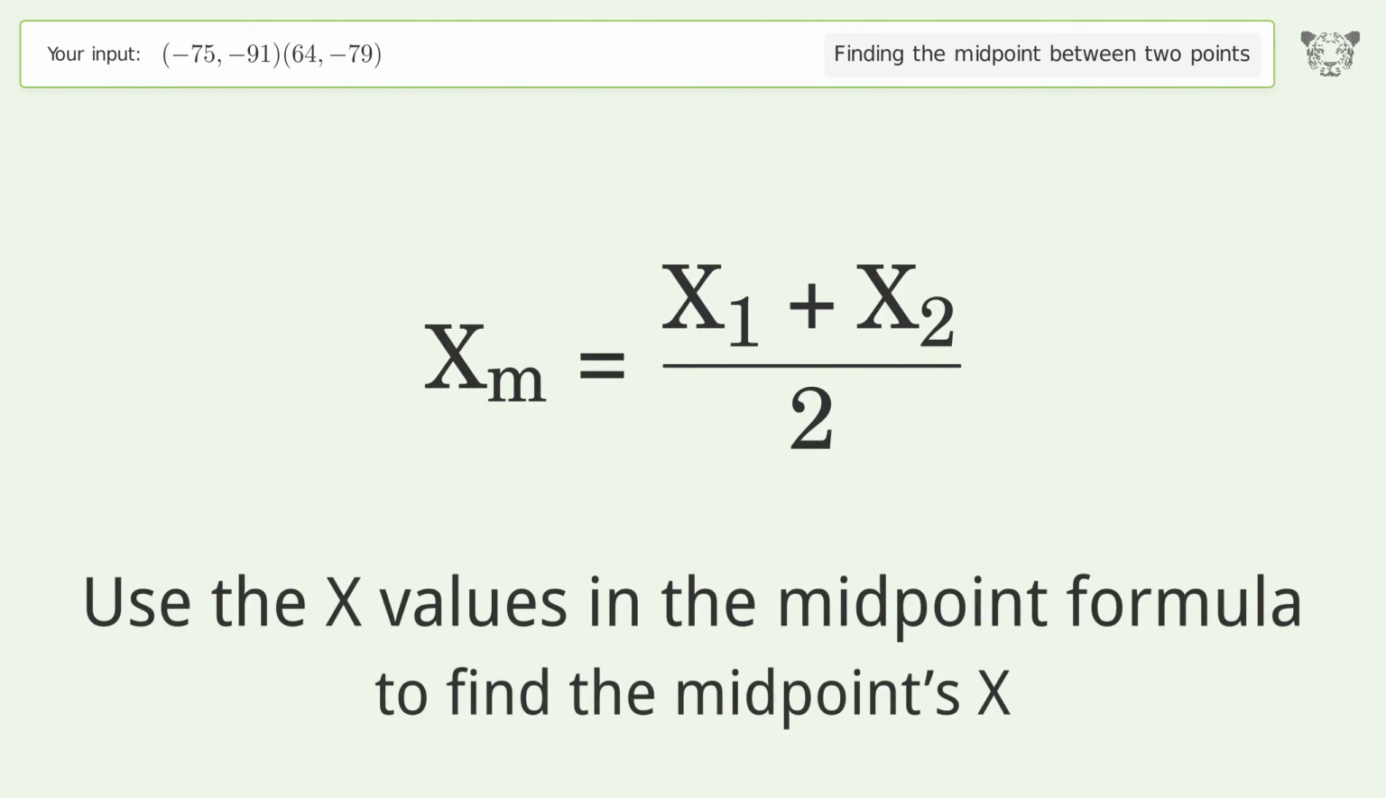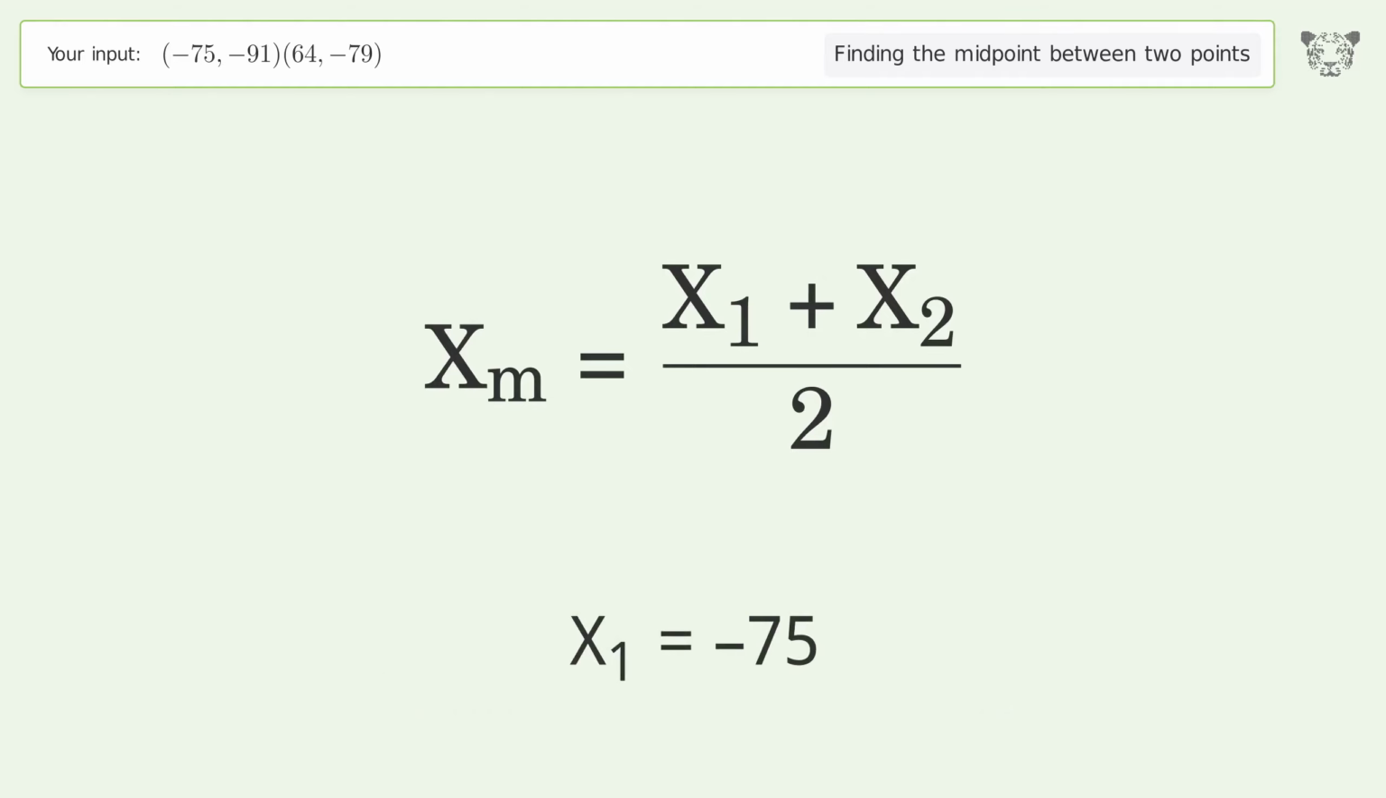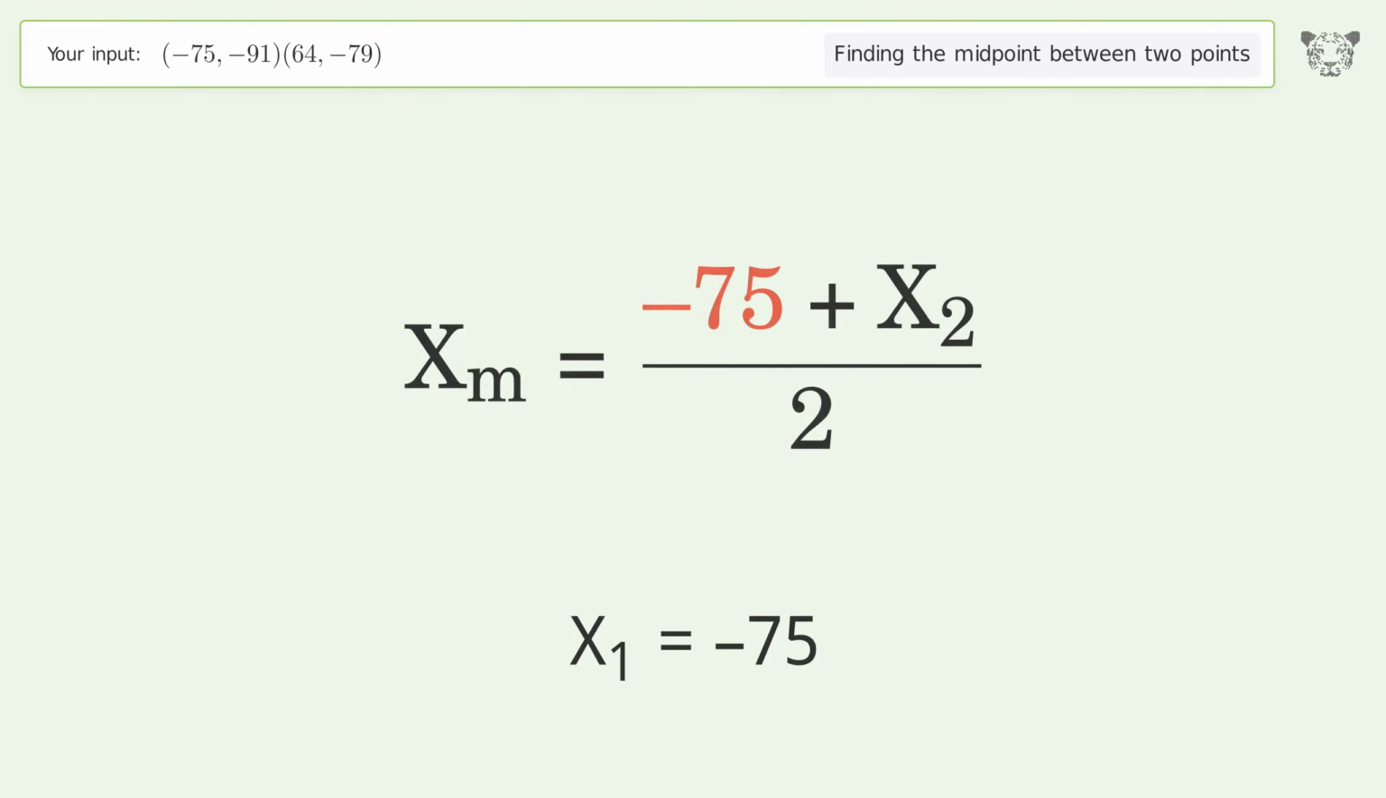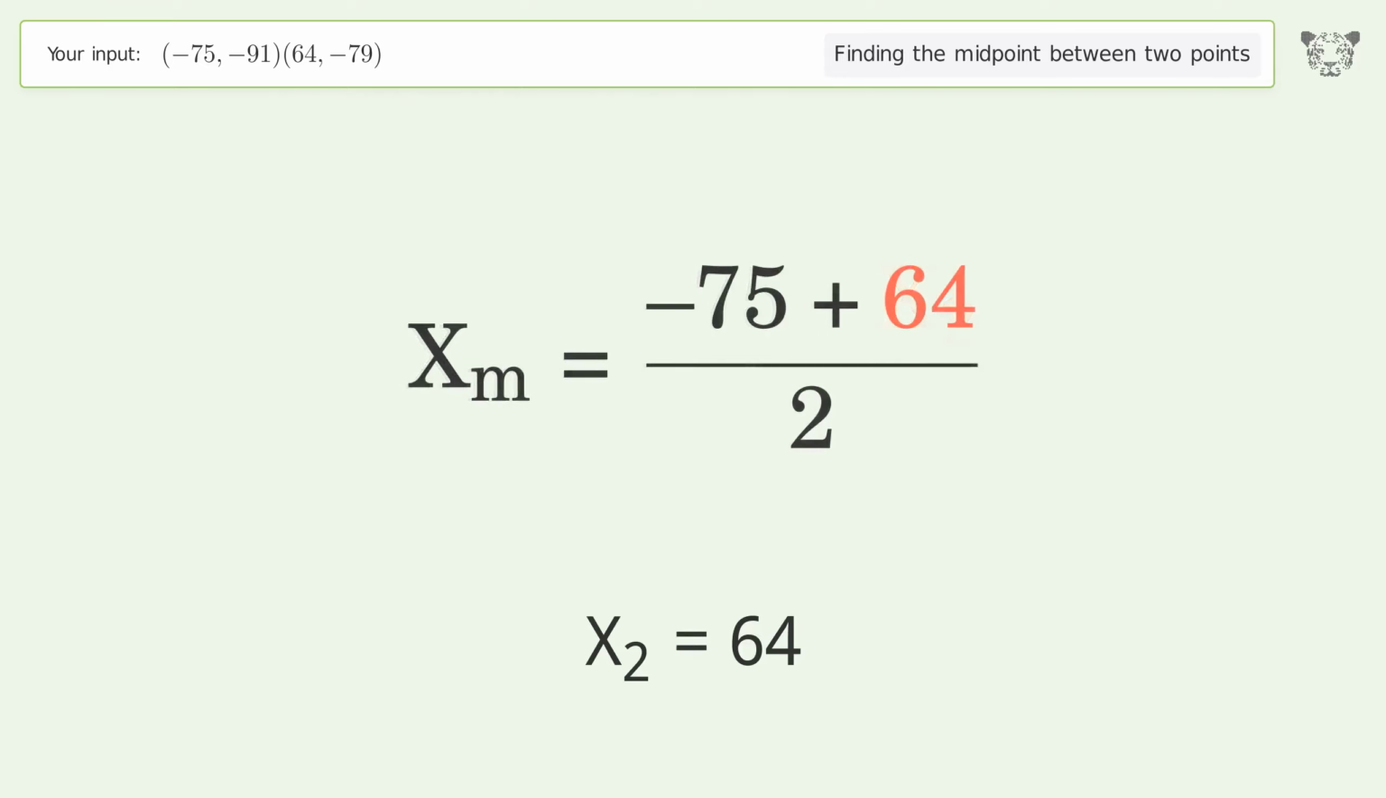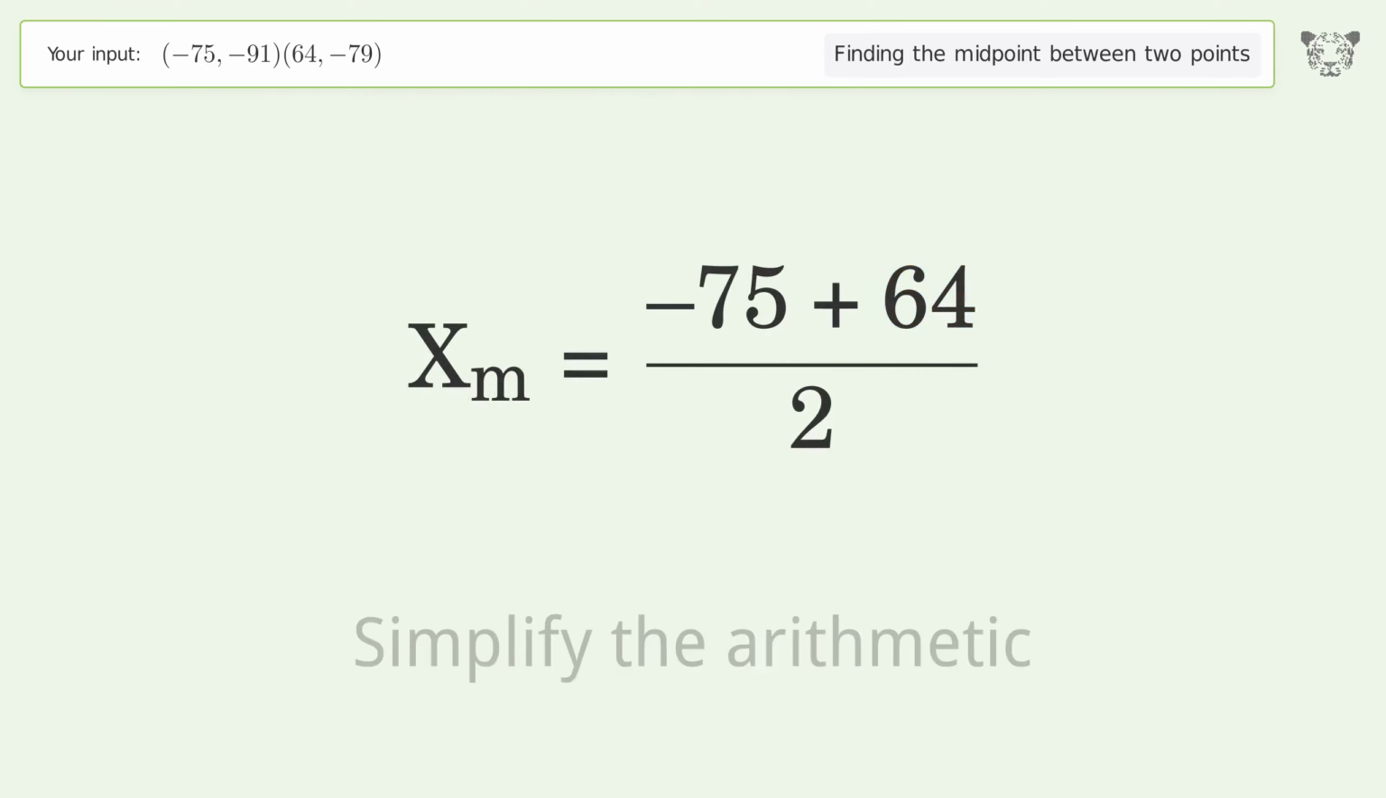Use the x values in the midpoint formula to find the midpoint's x. x1 equals -75. x2 equals 64. Simplify the arithmetic.